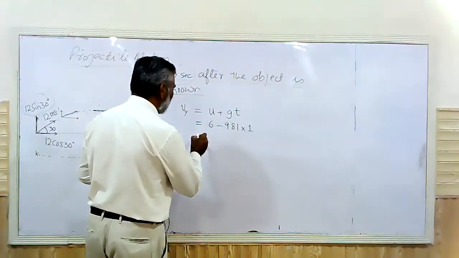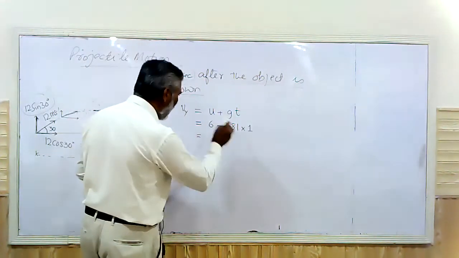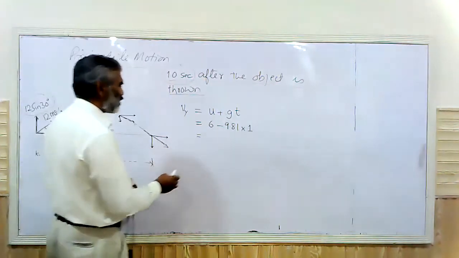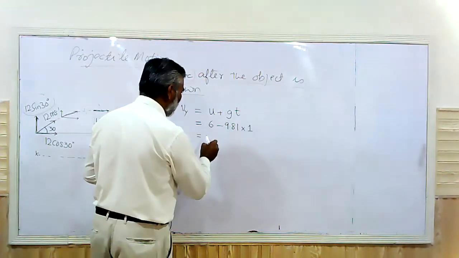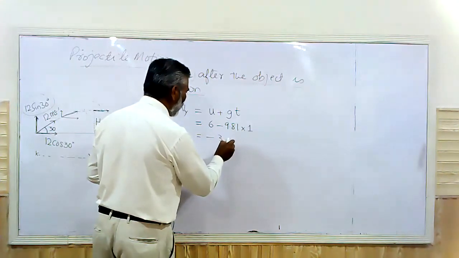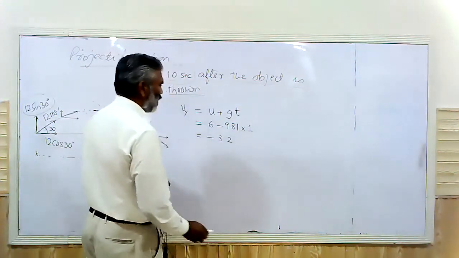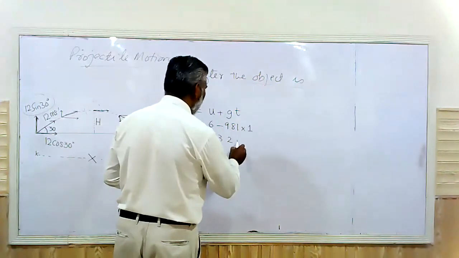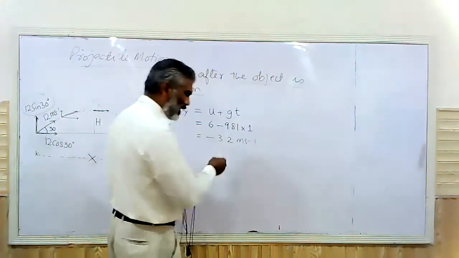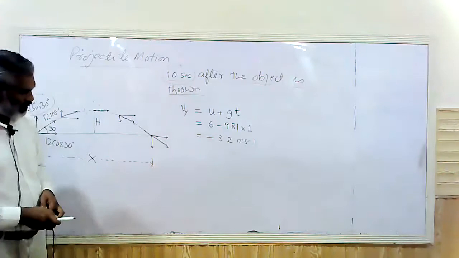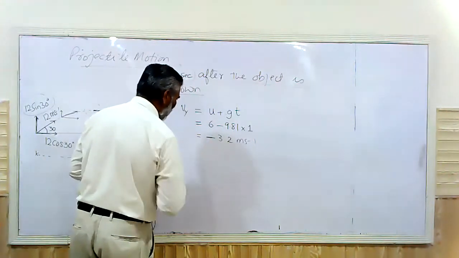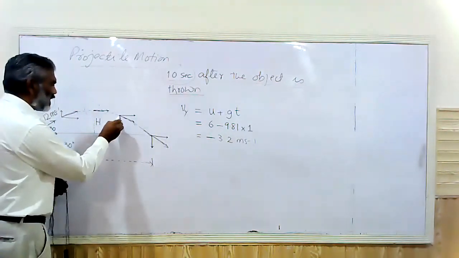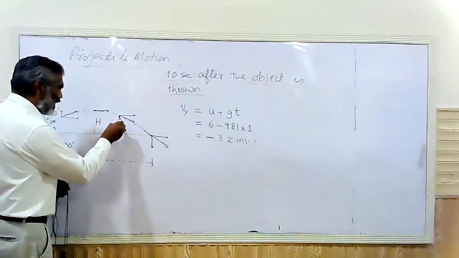And this gives us a negative number. So this is approximately, if this is 9.81 and this is 6, something like minus 3.2, let's say, meter per second. You can check this calculation, what number you have here. But you have a minus value. That means the vertical component is already in the downward direction.